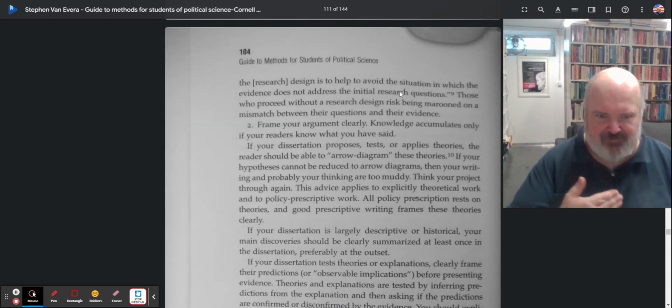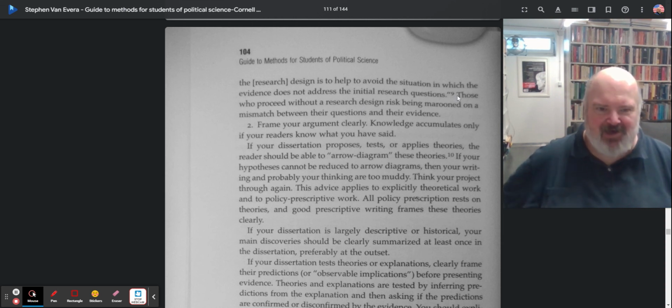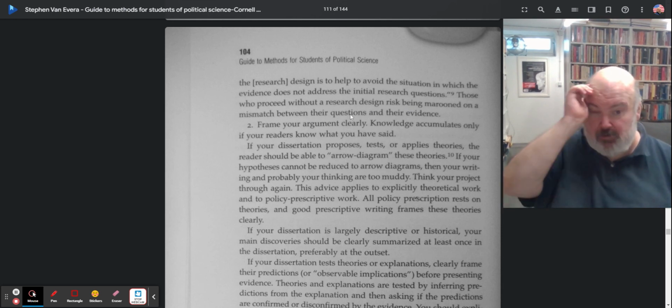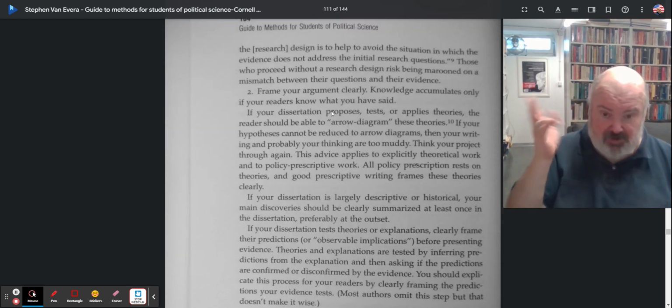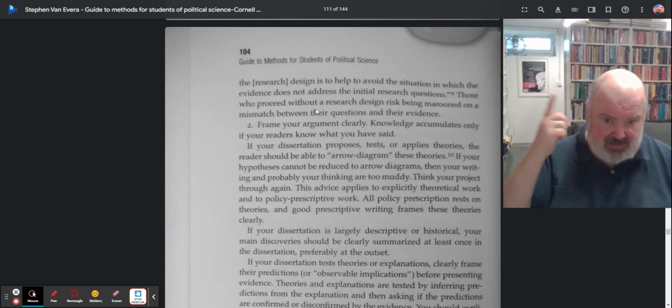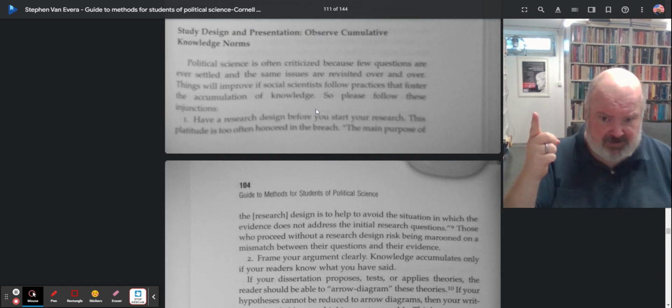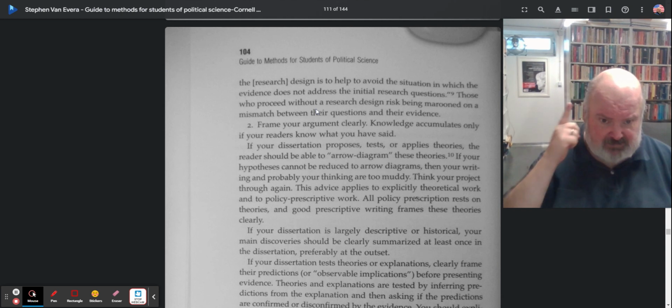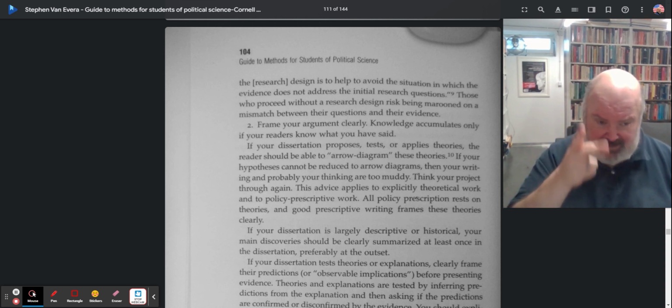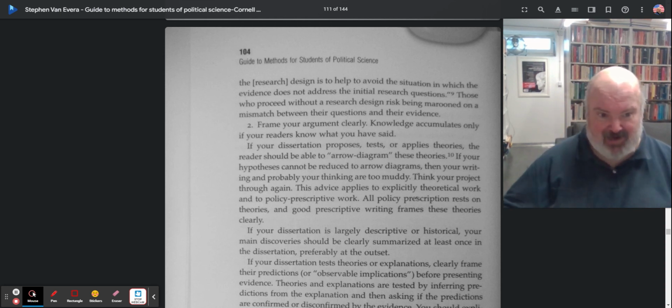This is research that helps you avoid the problem that your evidence does not address the initial research question. Those who proceed without a research design risk being marooned on a mismatch between their questions and their evidence. Two, clearly frame your research design. Have a research design. It specifies what you're trying to do, the kind of evidence, and makes sure the questions you're asking and the evidence you have are connected.